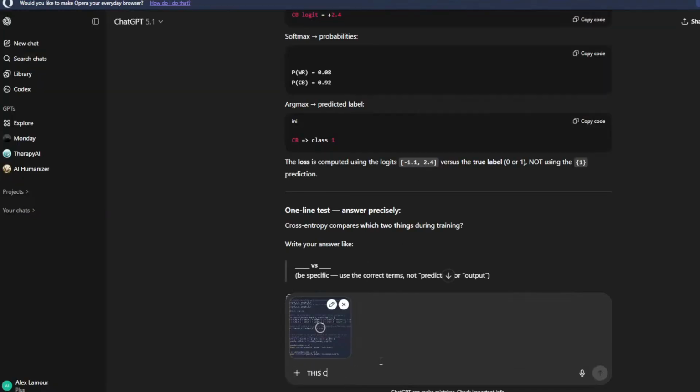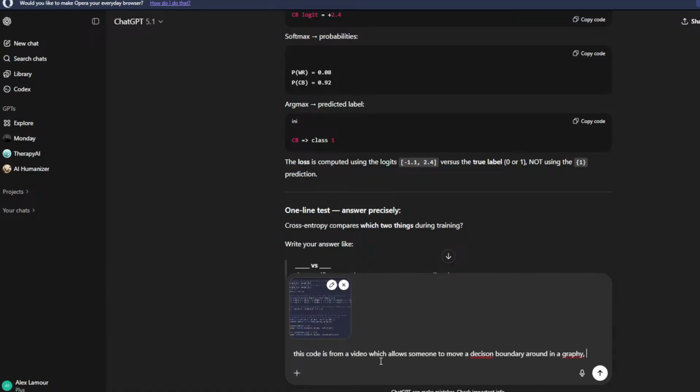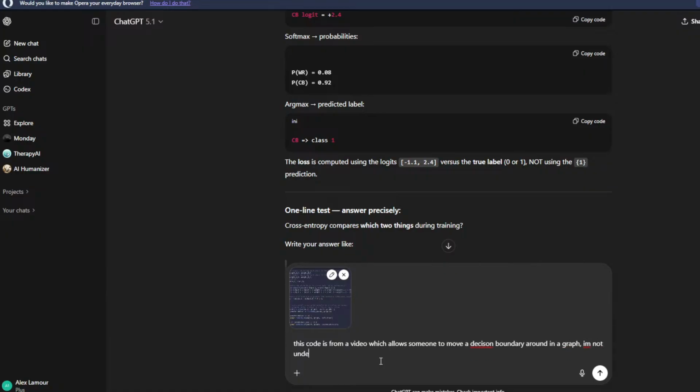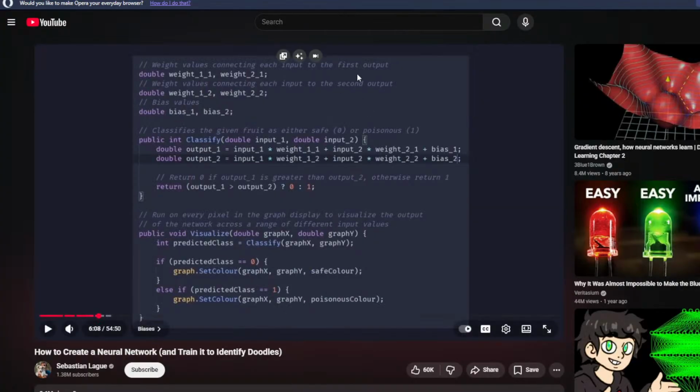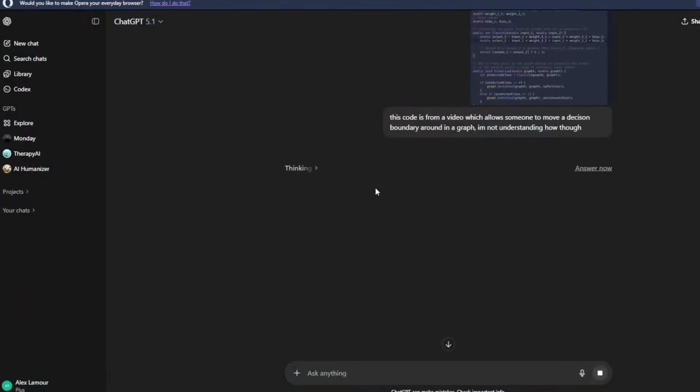This code video, which allows someone to move a decision boundary around in a graph. Understanding. All right, we tried parsing it ourselves, breaking it down, but there's something missing here, in my opinion. But let's see.